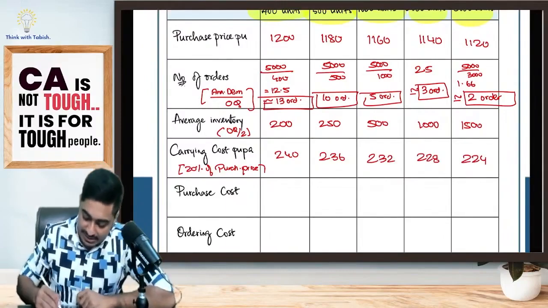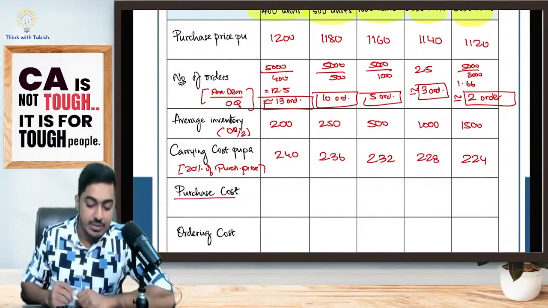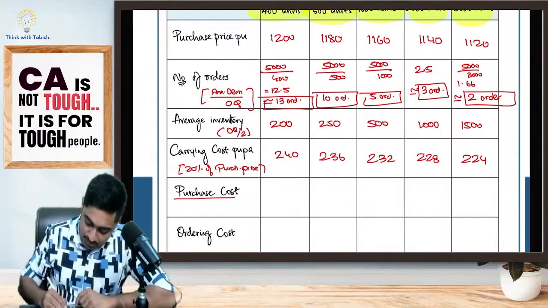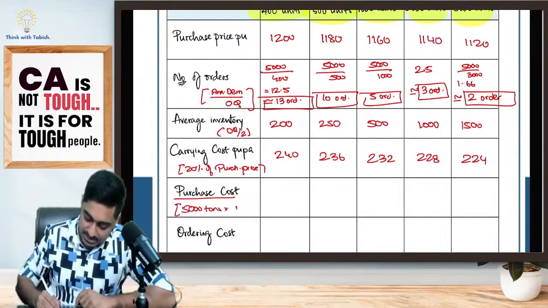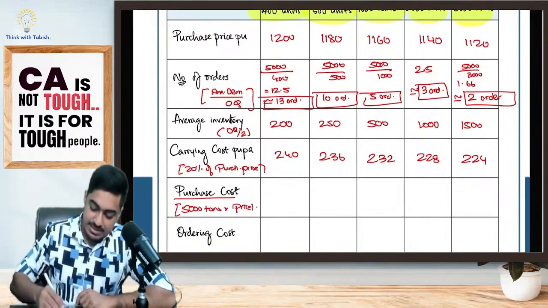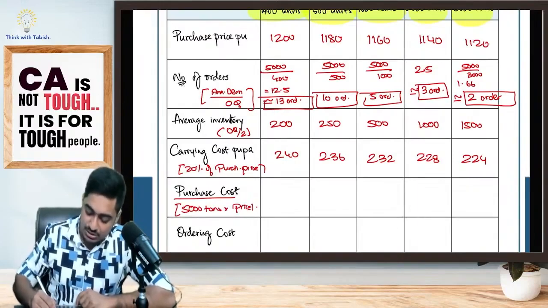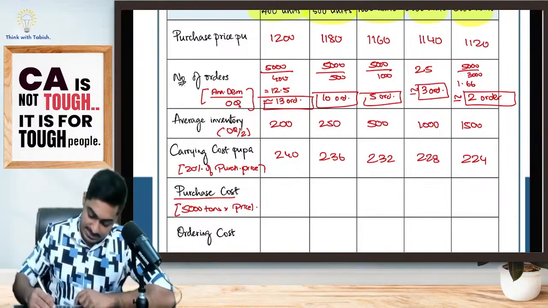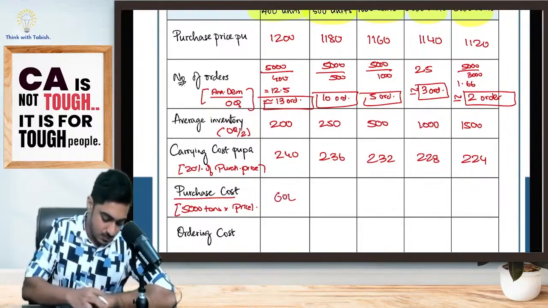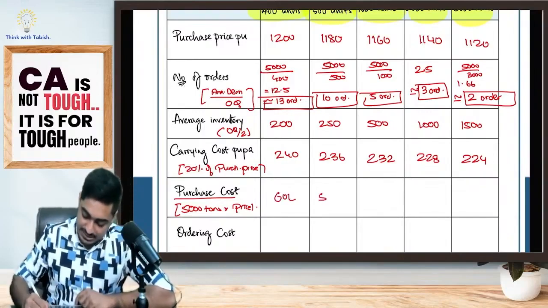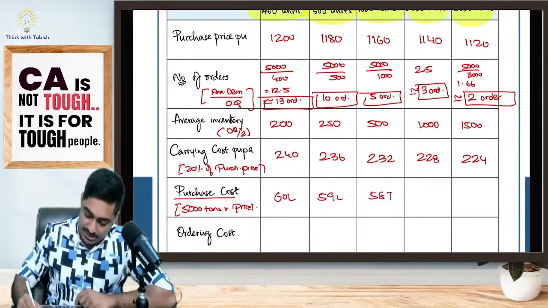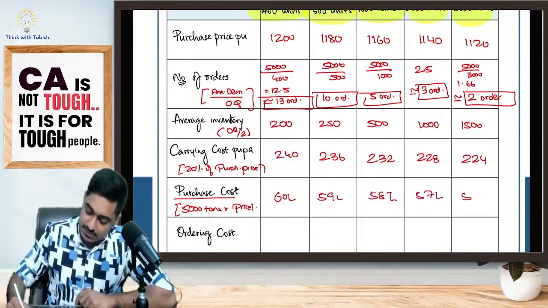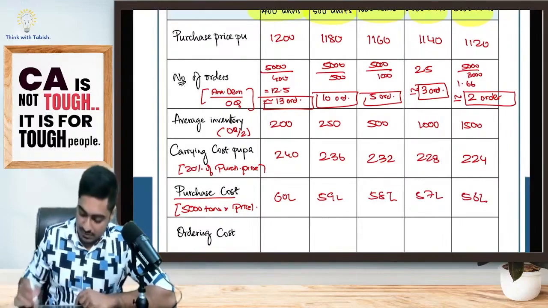Now let me try calculating the purchase cost. Tell me, totally in a year how many tons do I want? 5000 tons, into my purchase price. If I am buying here, I will be getting it at 1200. So it is 5000 into 1200. Is it 60 lakh? At 1180, will it make it 59 lakh? 58 lakh? 57 lakh? 56 lakhs? Yes or no, everyone?